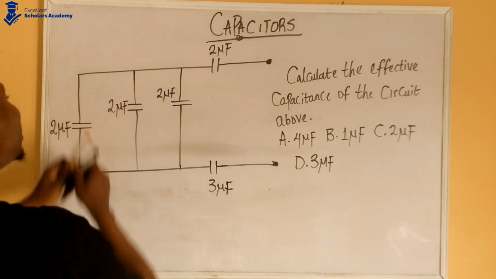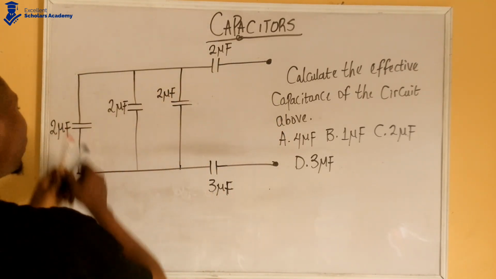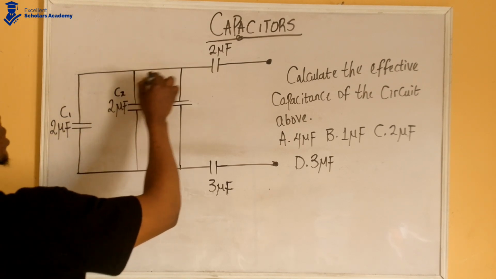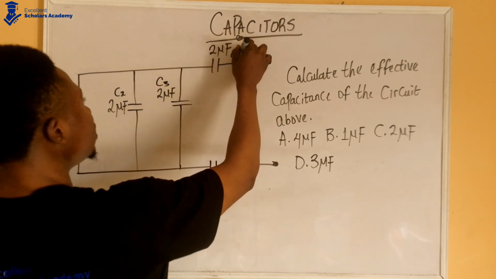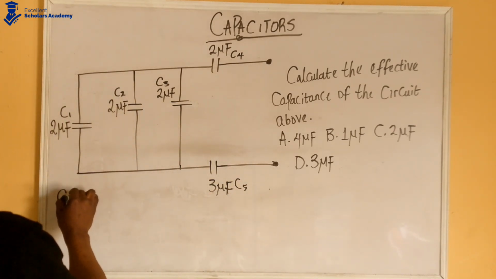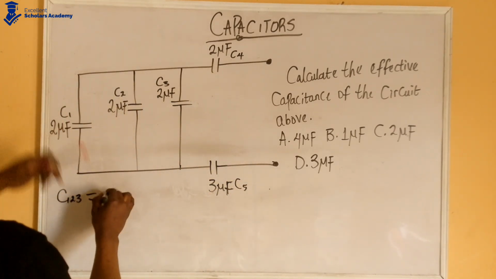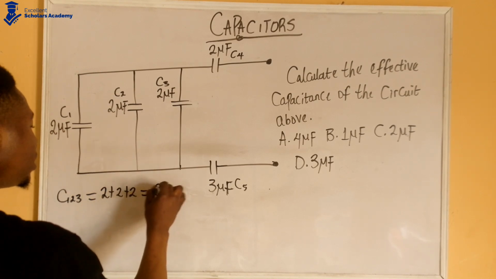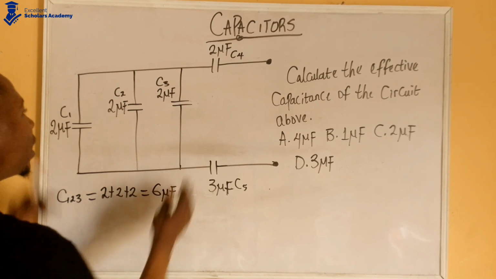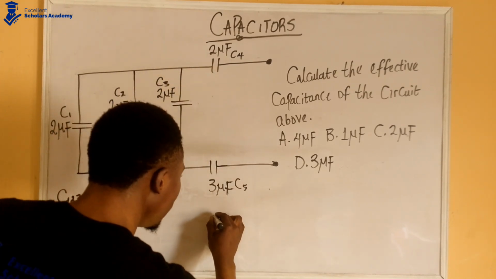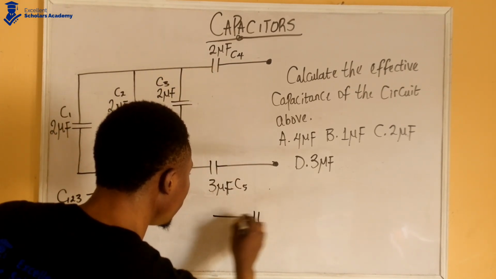So combining this in parallel, so it becomes what? Let's say this is C1, this is C2, this is C3, and then this is C4, and probably this is C5. So C1, 2, 3 is going to be adding all of these, 2 plus 2 plus 2. That gives us what? 6 microfarad. Now, having combined this, this circuit resolves to become this.